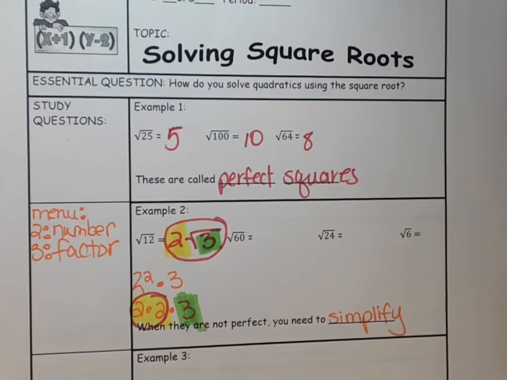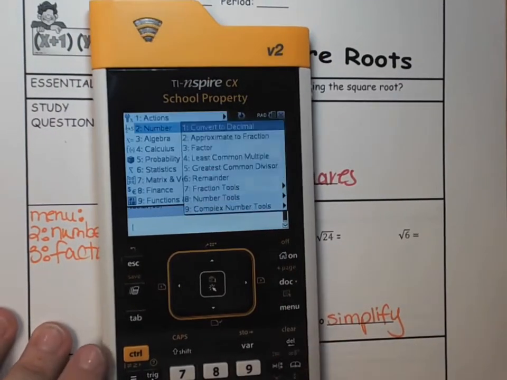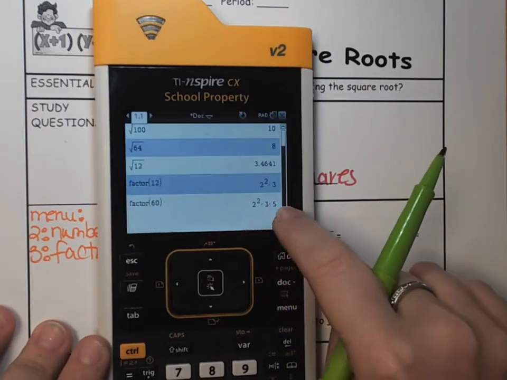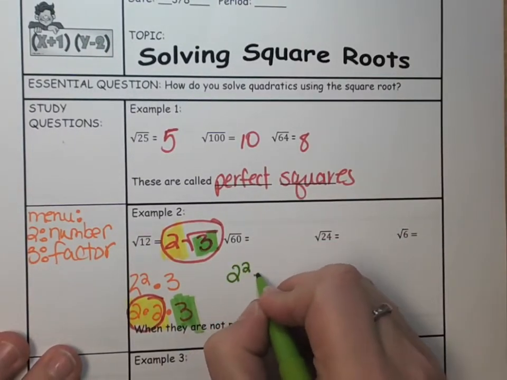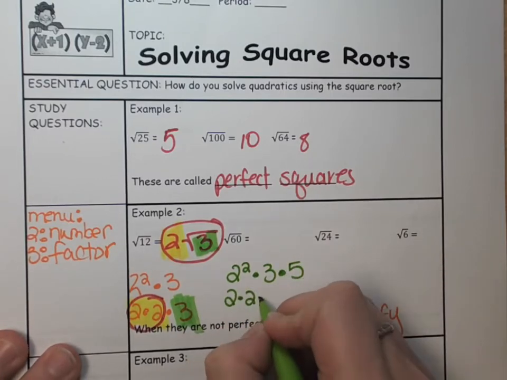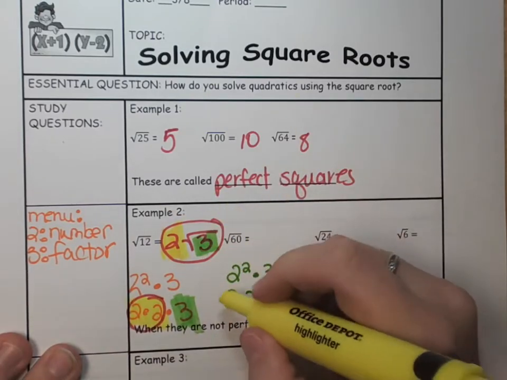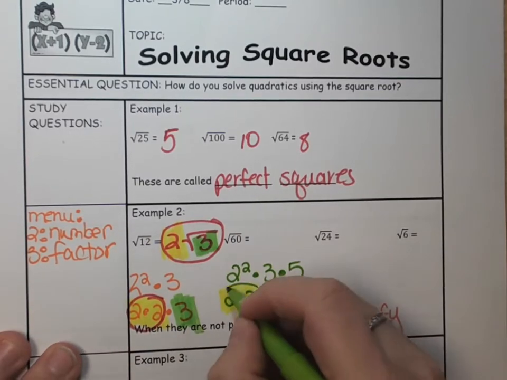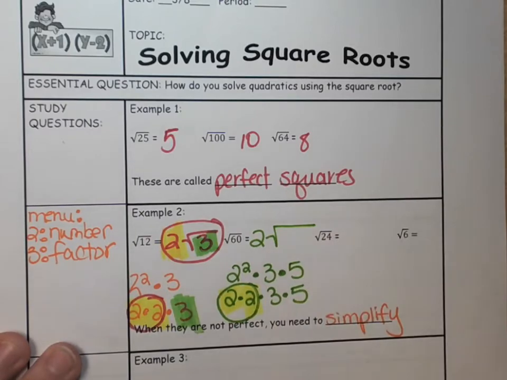Let's do the same thing for square root of 60. So again, Menu, number, factor, 60. 2 squared times 3 times 5. That's 2 times 2 times 3 times 5. We have a pair of 2's. So this pair, they got invited to the party, so they're going outside the house.